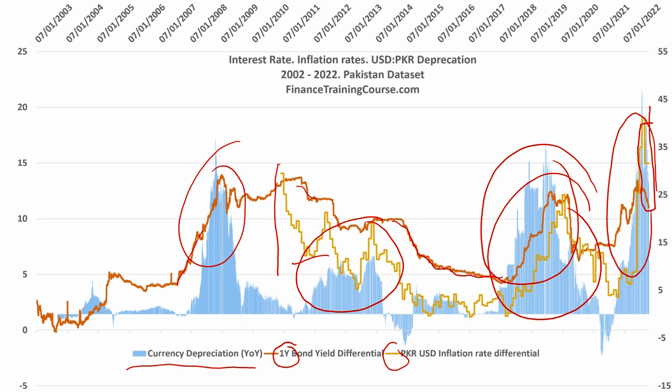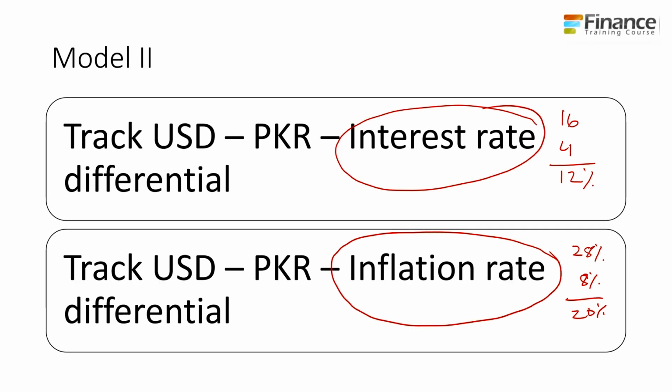So what's the model? The model basically says, depending on where the differentials are, you are likely to see the same trend reflected in the exchange rate depreciation side. This is not an exact model. This is not a predictive model. This is not a timing model. This is a directional model, which basically means depending on where these differentials are, there's a reasonable chance that your currency may appreciate or depreciate with respect to the US dollar.